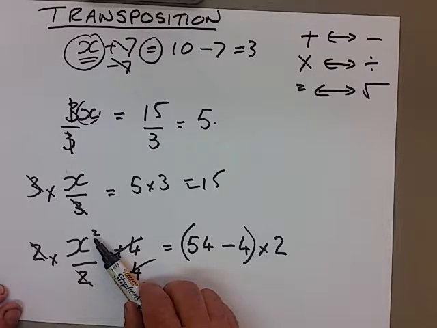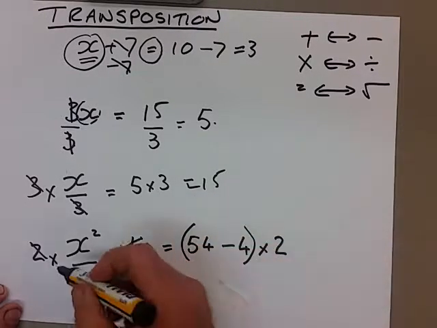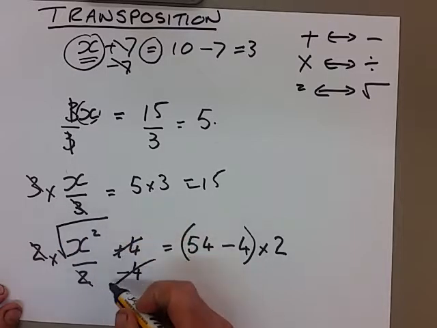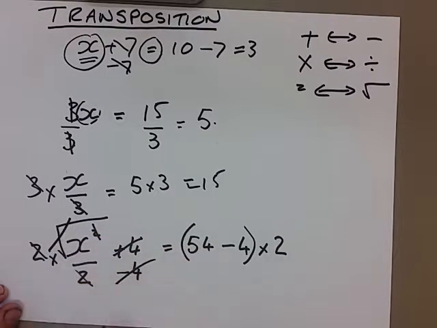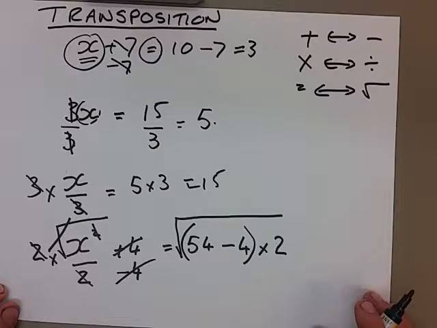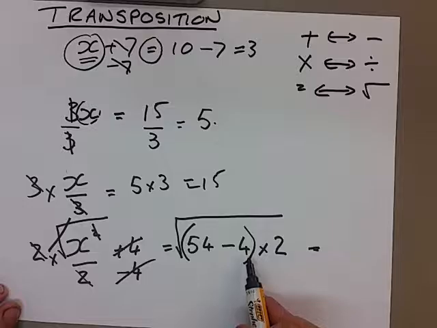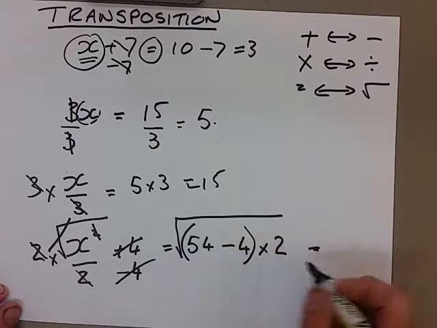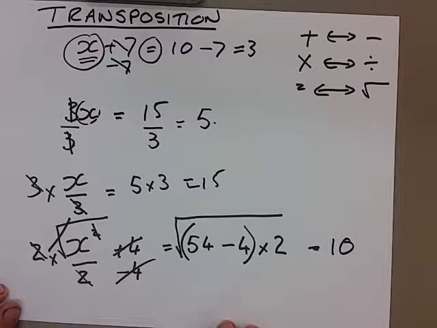What's the opposite of a squared? Well, the opposite of squared is a square root. So if we square root x squared, they actually cancel out and we're just left with x. And we do the same on this side. And that will equal 54 minus 4 is 50, times 2 is 100, square root it all equals 10. So x equals 10.